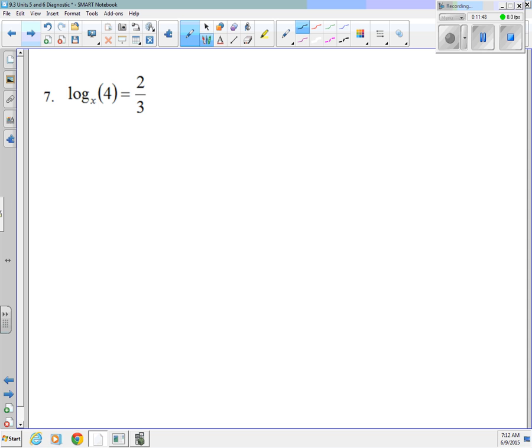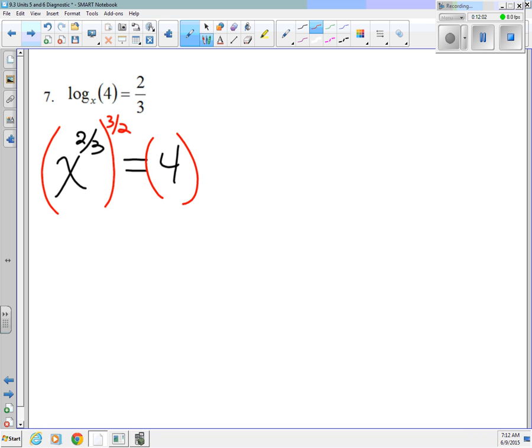Okay, next one we have log base x of 4 is 2/3. And again, this one I can just rewrite off the bat. I have x to the 2/3 equals 4. And we learn how to solve an equation where you have an exponent as a fraction. We can raise both sides to the 3/2. So I get x is the square root of 4 cubed.